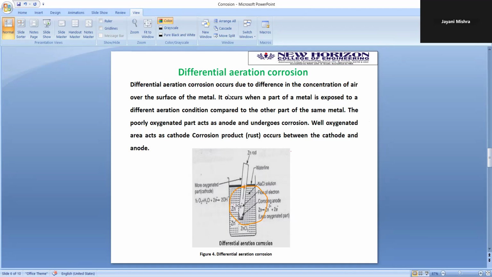So for today, that's it. We will discuss pitting corrosion and stress corrosion in the next class.